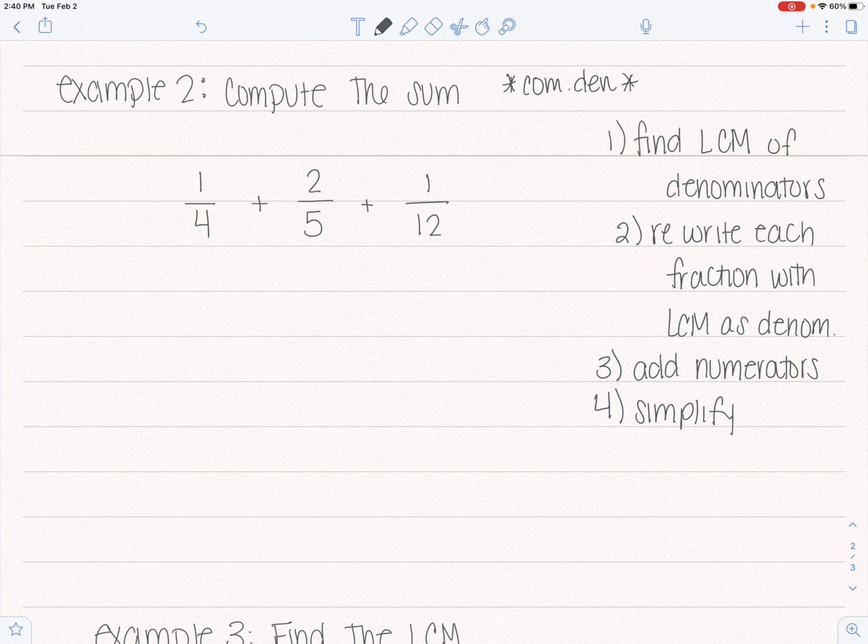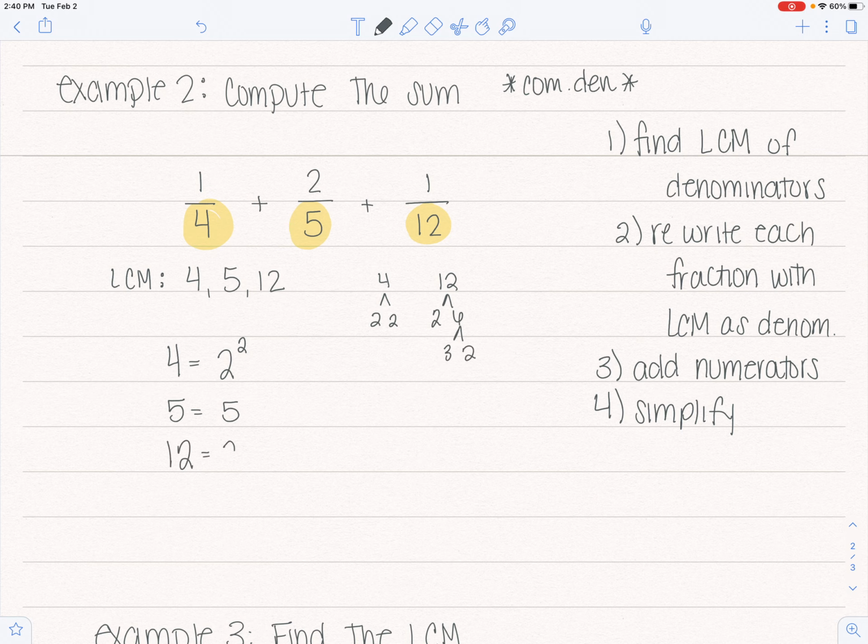Step 1 is to find the least common multiple of 4, 5, and 12. So I'm finding the least common multiple of all the denominators. I'm going to do exactly what I just did in the last example. So do my factor tree on 4. Well, 4 is 2 and 2, so I can write 4 as 2 squared. 5 is prime, so it's just going to be 5. 12 is going to be 2 and 6, and then 3 and 2. So 12 will be 2 squared times 3.